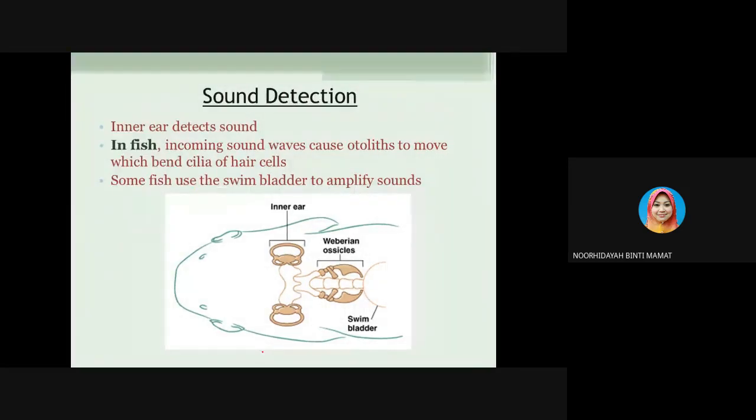So we move to sound detection. The inner ear, you remember, the ear in the vertebrate has three parts: outer ear, inner ear, and also middle ear. The inner ear is actually to detect the sounds. In fish, the incoming sound wave causes the otolith to move, which bends the cilia of the hair cells. Some fish will use the swim bladder to amplify the sound, to strengthen the sound. This is the swim bladder.